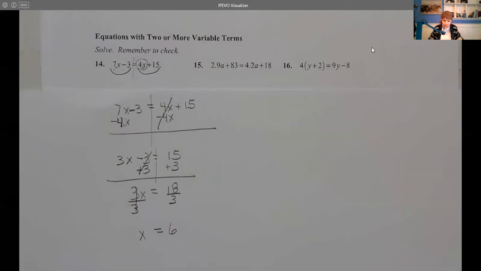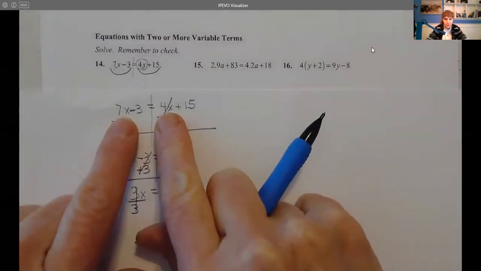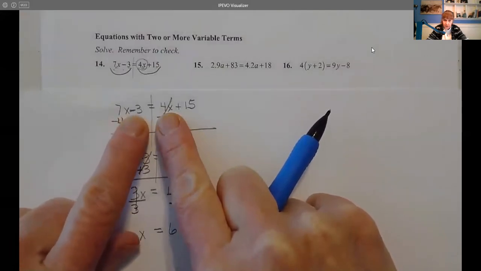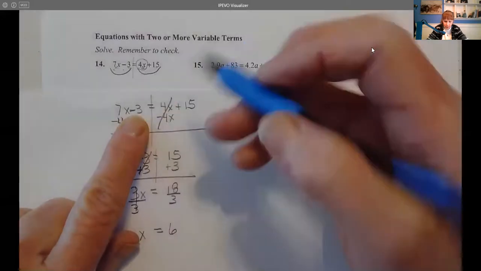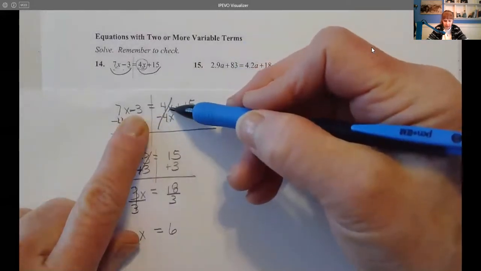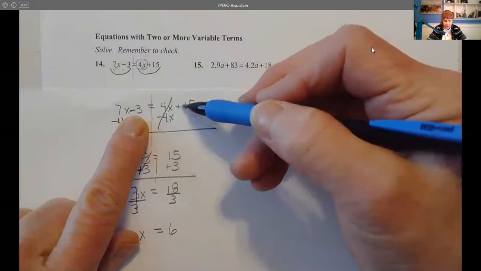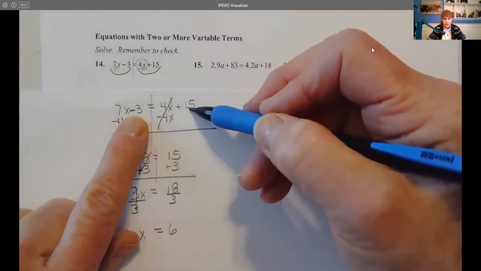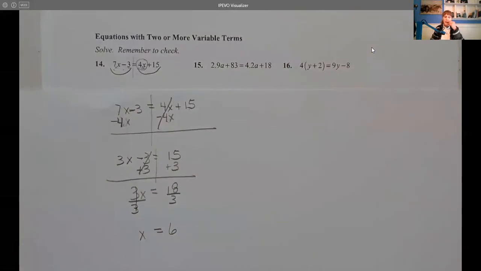All right. So again, if you were to go back to your original, 7 times 6 is 42, minus 3 is 39. 4 times 6 is 24, plus 15 is 39. So again, you're getting the same answer when you put it back in on both sides. The left and the right should be equal to each other. All right, so we have an extra step. We've added an extra step is all.